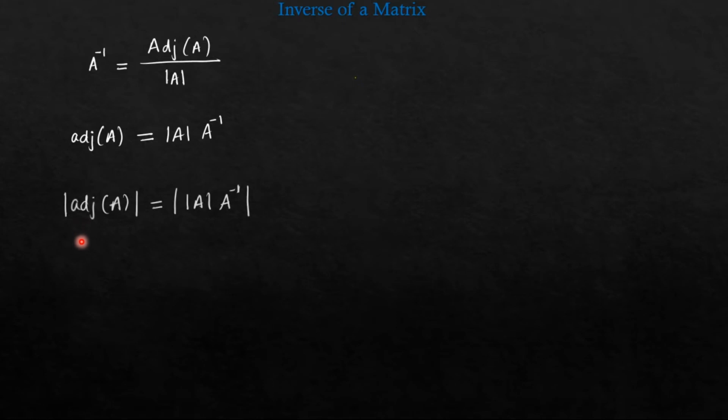Okay. We know that A inverse is equal to adjoint of A upon mod A. From here, I can write adjoint of A is equal to mod A into A inverse. Now take determinant on both sides. We have already discussed one property: suppose A is a matrix of order n cross n, and let us say its determinant is mod A.